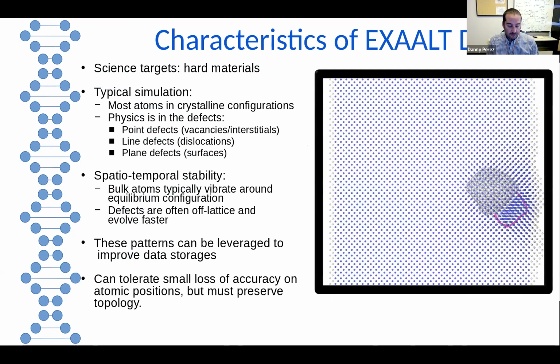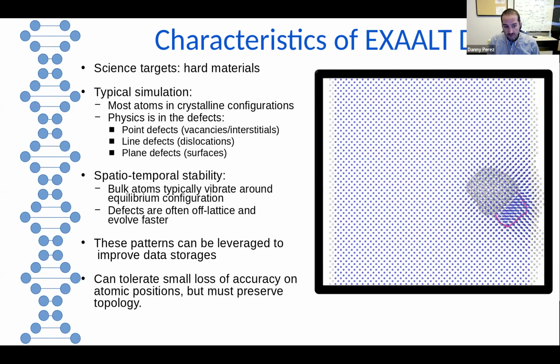Something that makes our data specific to the application regimes we're after is that, as I mentioned, we're interested in hard materials. So most of the configurations will be crystalline, but the parts that we're interested in are the defects. Anything that goes off lattice, like the big helium bubble you see there with the dislocation line popping out, and some surface defects that appear on the surface that you can see in gray. These are the features we're really interested in resolving.